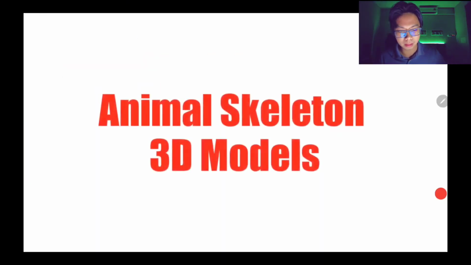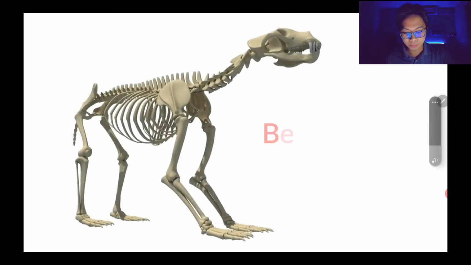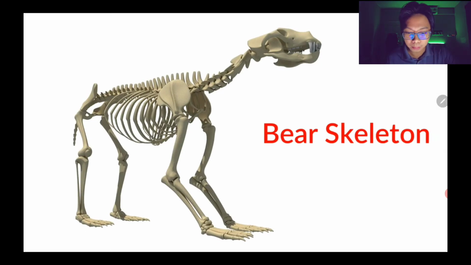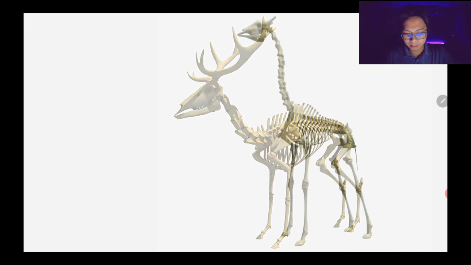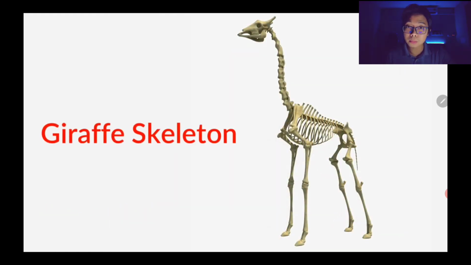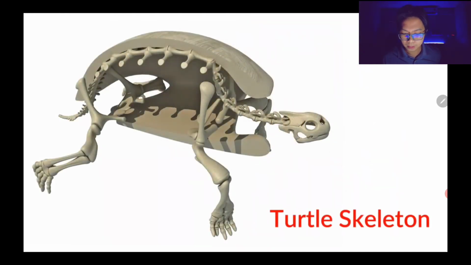Over here we have some example 3D models of animal skeletons. The first one is the bear. Okay, beruang, the bear. So this is the skeleton. Next one, the deer. Okay. Next one. We just learned about this one just now. Giraffe, long neck, leher dia panjang. Mammoth, same species with the elephant. Okay, sama species. Turtle. Okay.